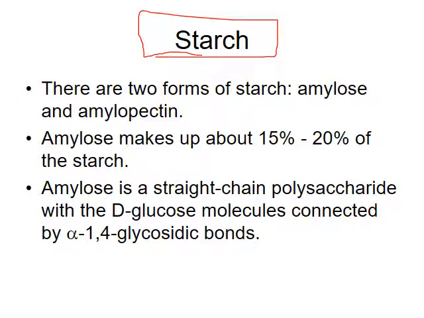Okay, starch is found in plants. And we'll talk about why it's stored in plants in a minute. But there are two kinds of starch molecules: amylose and amylopectin. Amylose makes up less, and amylopectin makes up more. The amylose is going to be straight chain, and the amylopectin will be branched. I'll show you in a minute.